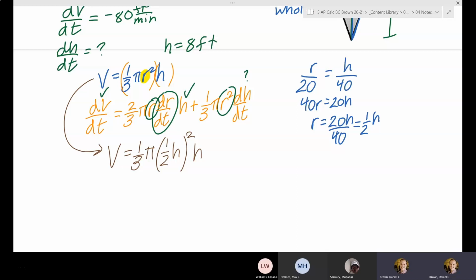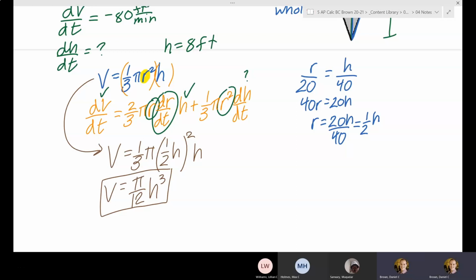1/2 squared is 1/4. 1/3 times 1/4 is 1/12. I'm just going to put the pi up there so I can see it clearly as a coefficient. h squared times h gives me h cubed. So I now have a much friendlier equation to use for volume. Again, to be clear, that's not the equation for volume for every single cone. That's just the equation for this particular cone that has the given dimensions, where the radius is always 1/2 the height.